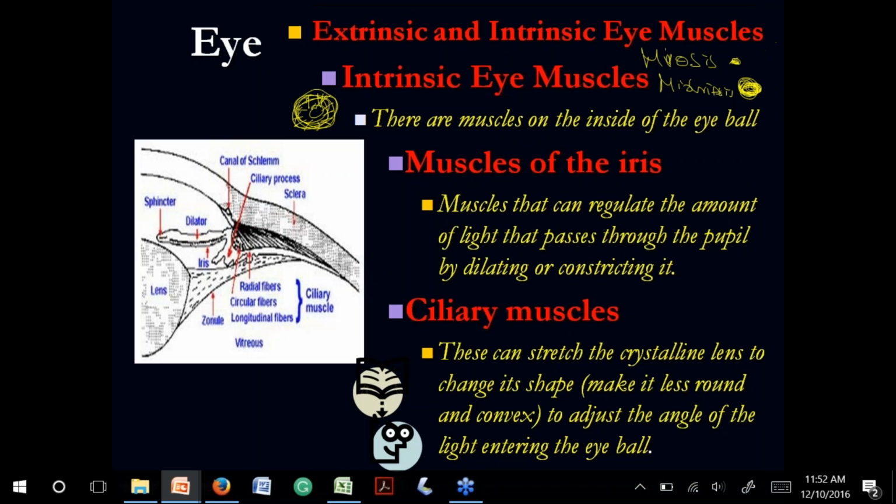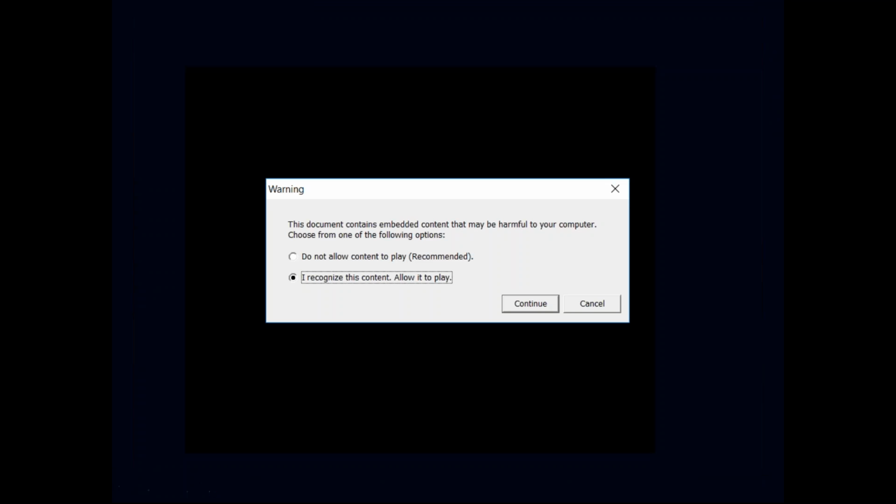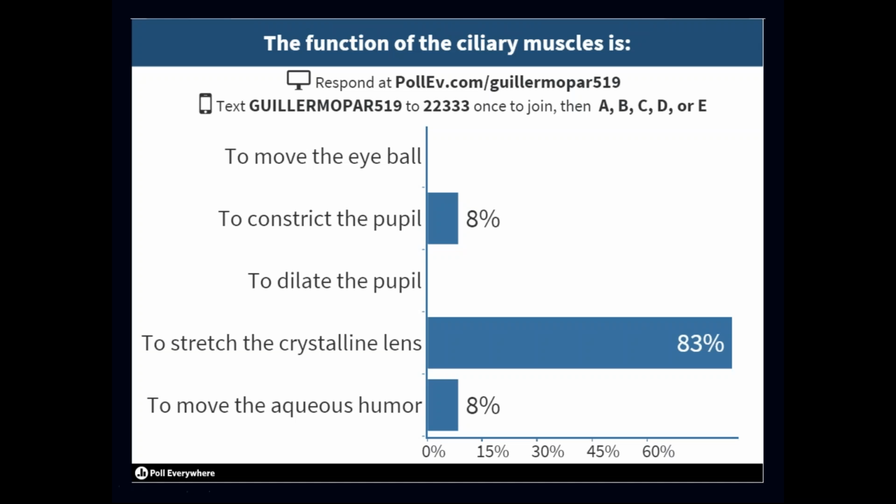All right, so let's finish with the eye, I guess. If there's any other question, please let me know. Let me see what else we have. Just a moment.